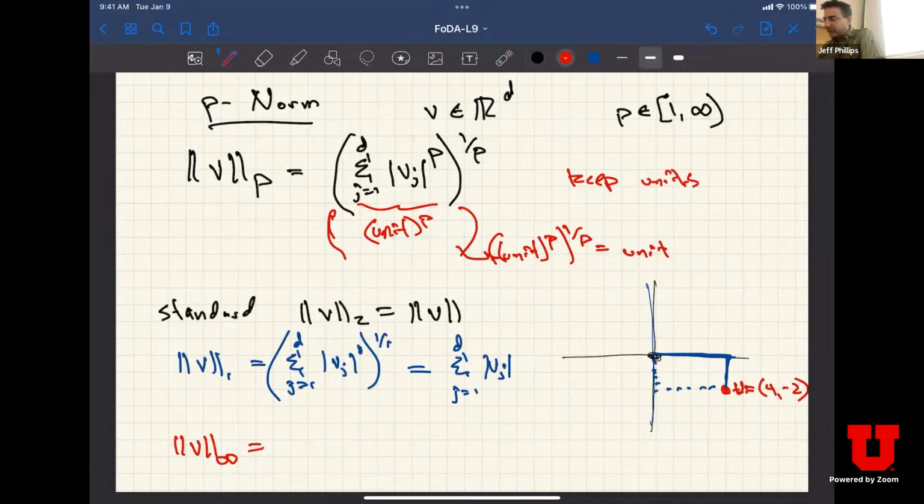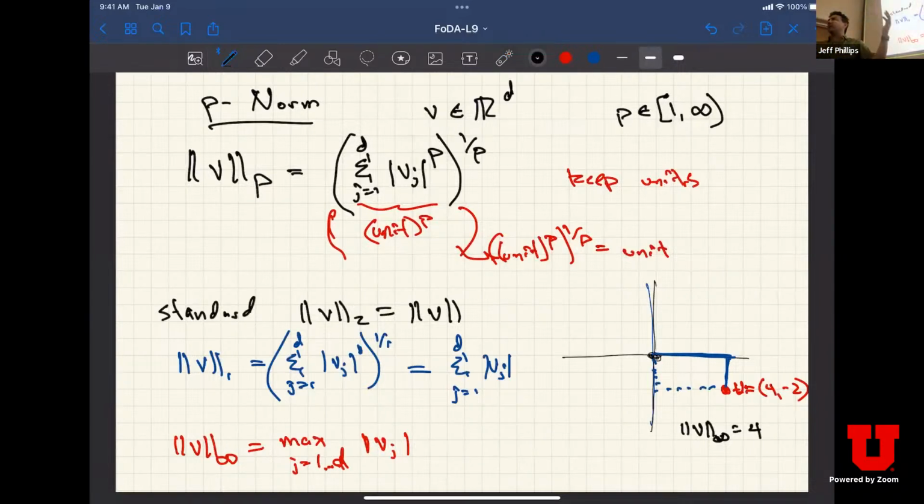And so in the limit, this is just equal to the max over j equals 1 up to d of the absolute value of vj. So it's just the largest coordinate here. So in this case, if I look at v and take the L infinity norm, this is just equal to 4. The x coordinate is 4, the y coordinate is minus 2. 4 is bigger than 2, so that's going to be my norm here.